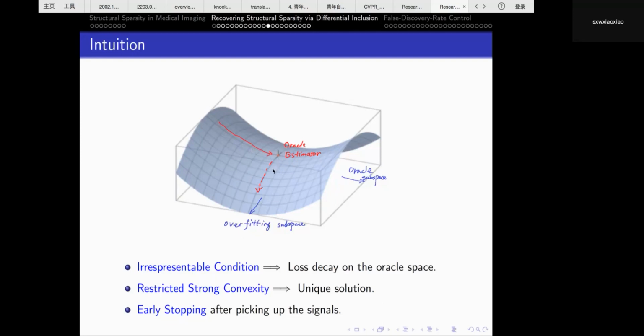And after that, the model starts to pick up the noise variables, so it starts to track on the overfitting subspace. So we should adopt an early stopping mechanism after picking up the signals at the saddle point.